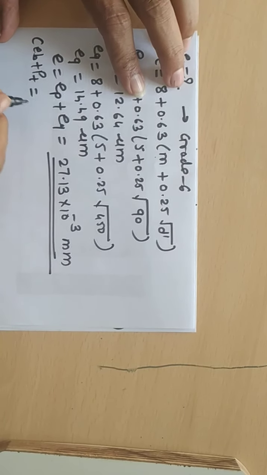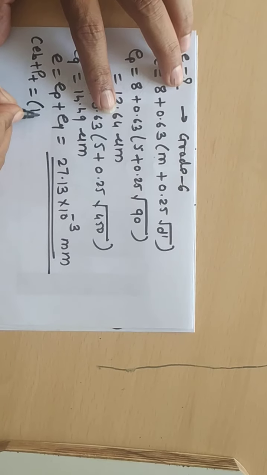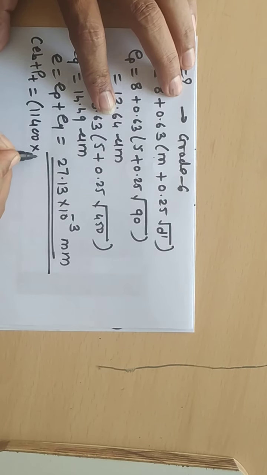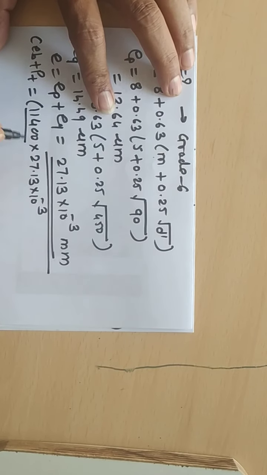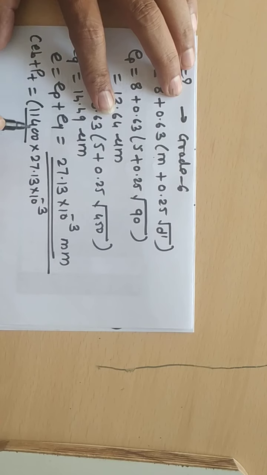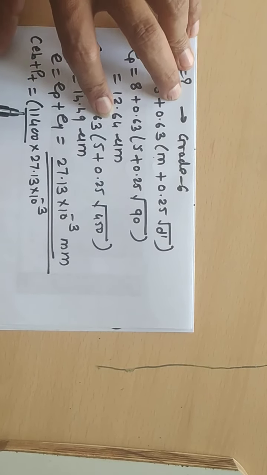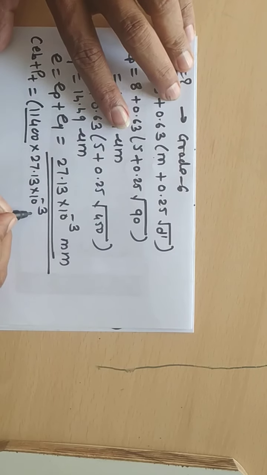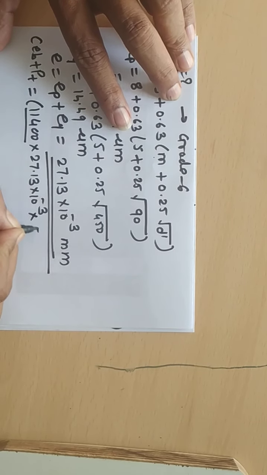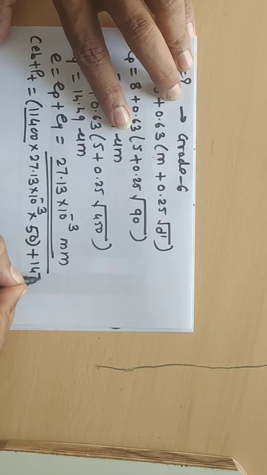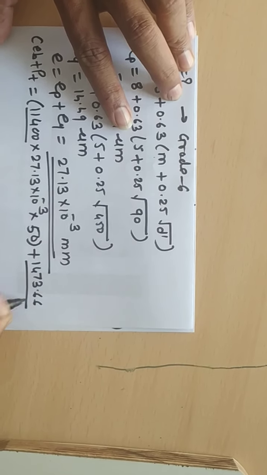Now for steel material and alpha 20 degree, the value of C is 11400, into 27.13 into 10 to the power minus 3. The value of C is 11400. The material is steel and alpha is 20 degree. It is also given in the design data book. All of it is given in the numerical. Multiply by B, 50, plus put the value of PT. PT is 1473.66, already we have calculated.